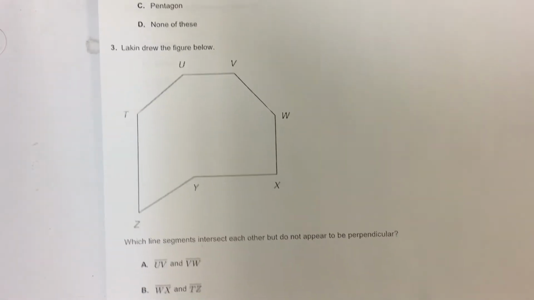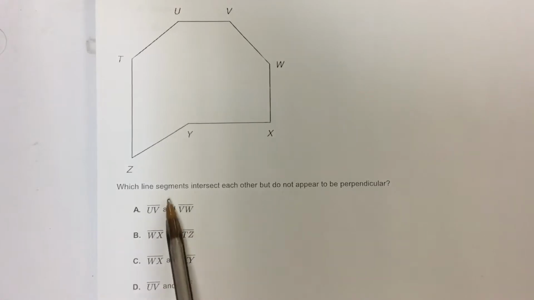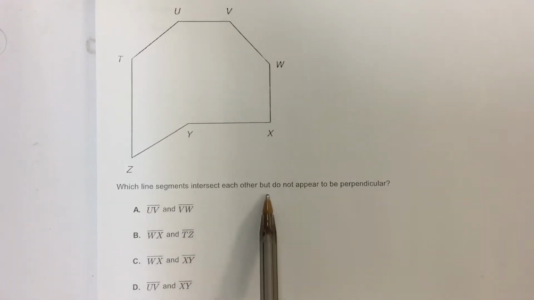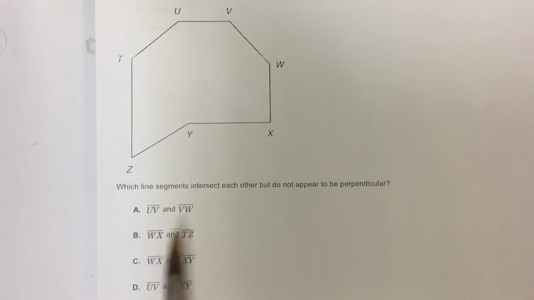All right, number 3. Lakin drew the figure below. So there's the figure. All right, which line segments intersect each other but do not appear to be perpendicular? So look at each intersection, each line segment. UV and VW. Do they intersect but are not perpendicular? WX and TZ, WX and XY, UV and XY.